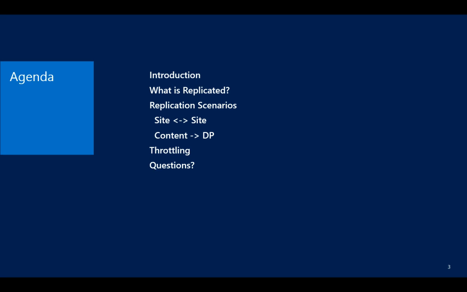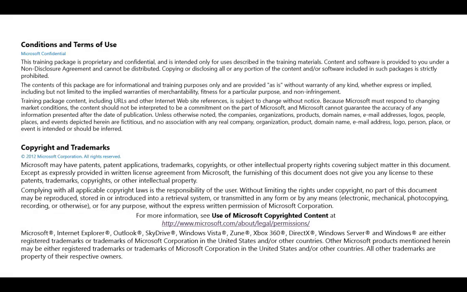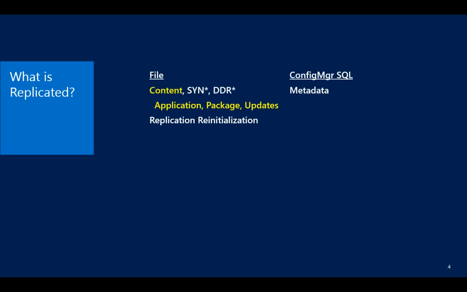So in terms of file-based replication, we need to talk about what specifically is replicated. And really, for file-based replication, the lion's share of the information that is replicated using that mechanism is content. So content, meaning the source files, the actionable files that you need for deployment, such as a software updates deployment, or a package, or an application, or something like that, right? That's the lion's share. That's not all that is replicated using file-based replication, but certainly that's most of it.